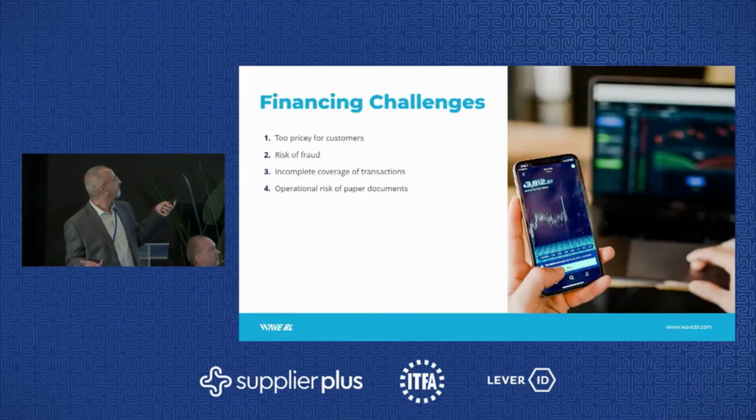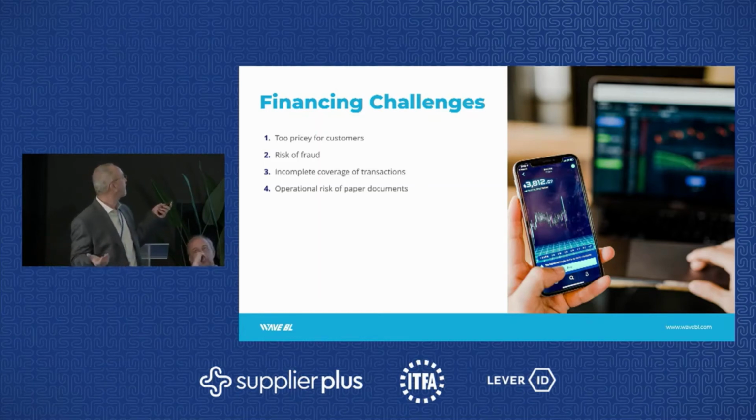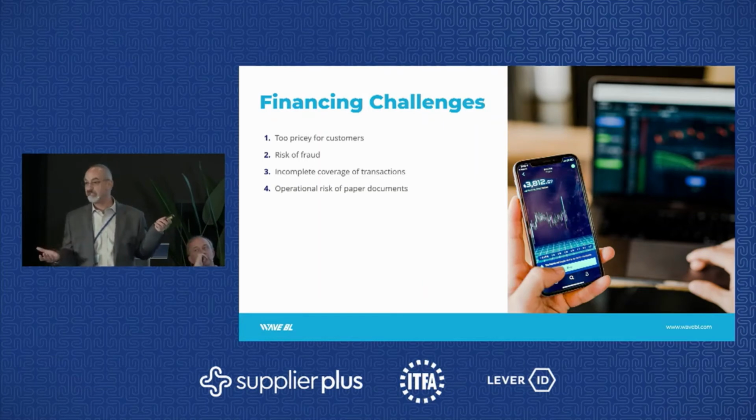So we still have challenges, too pricey, okay? When we go into the document process, yes, we have the cost of the courier, we have the cost of all the processes and the LC itself, so too pricey. We have risk of fraud. At the end of the day, we got a physical document.